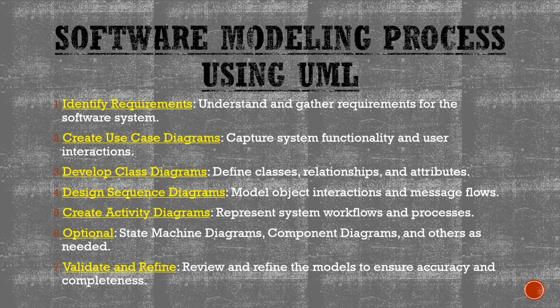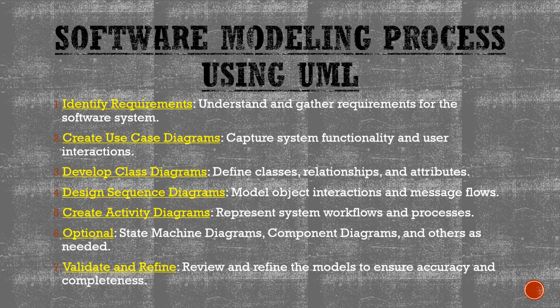And the last one is an activity diagram. The activity diagram is used to represent how our system works and how it establishes a general workflow. Now, besides these four UML diagrams, we can also use some optional UML diagrams like state machine diagram, component diagram, and many others.